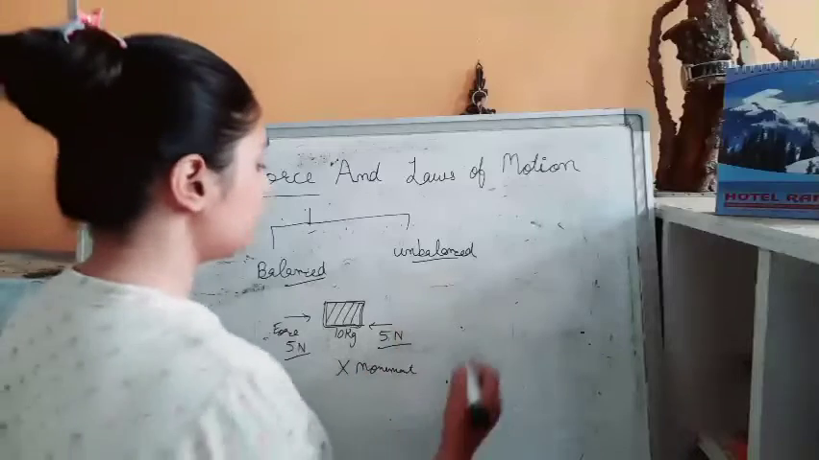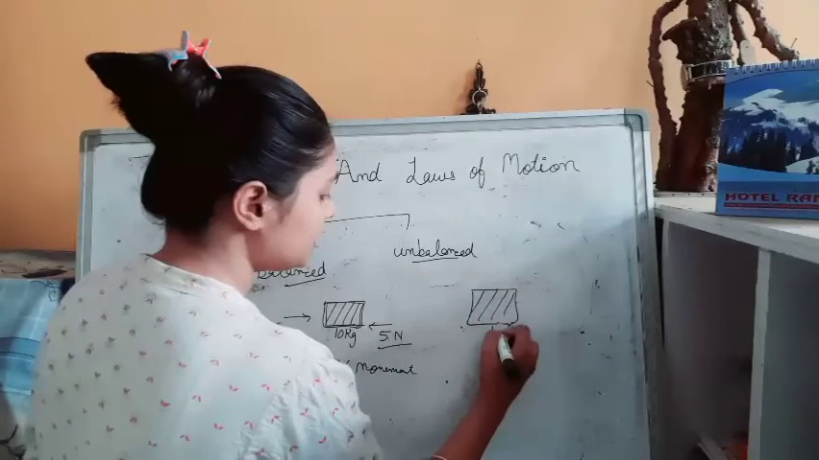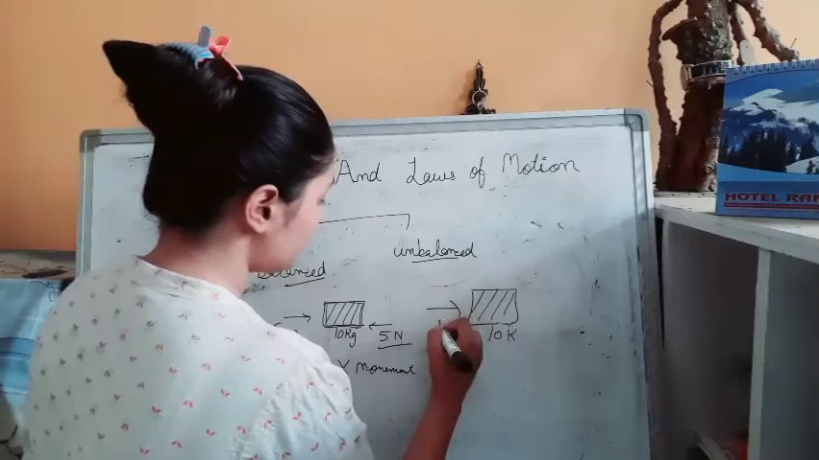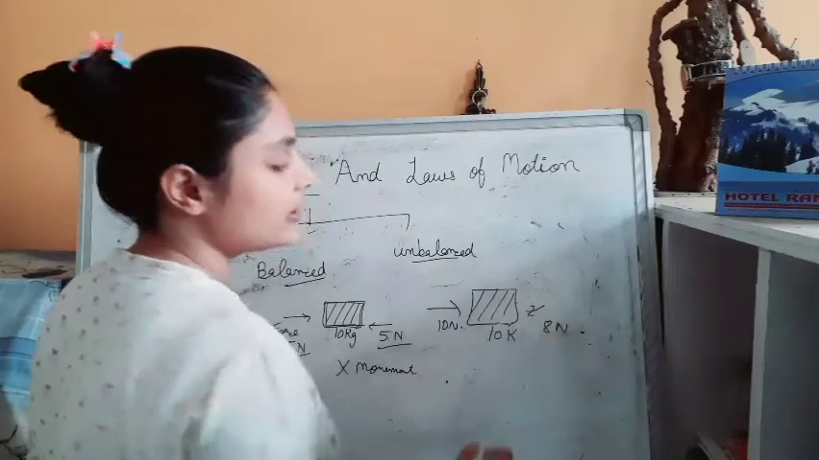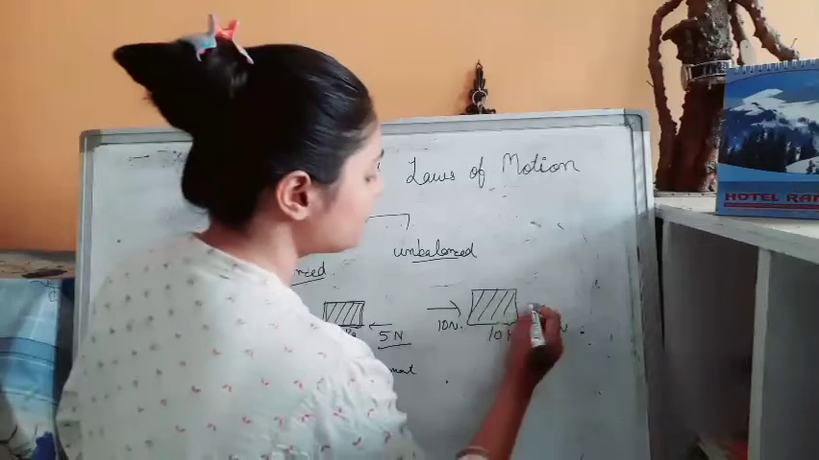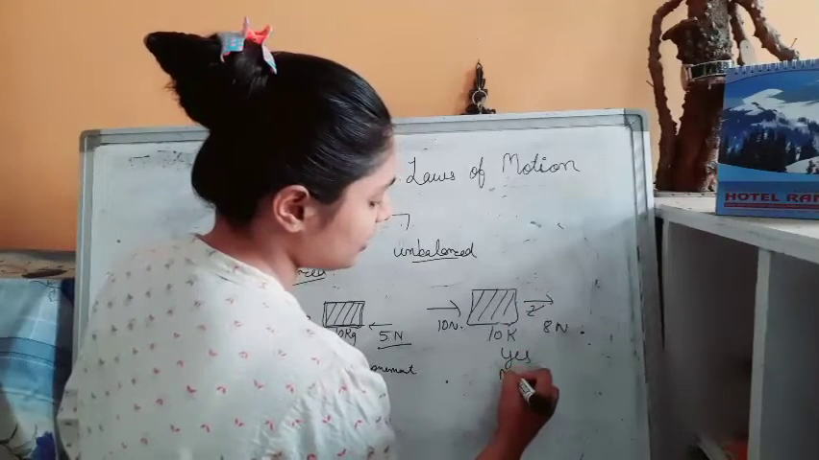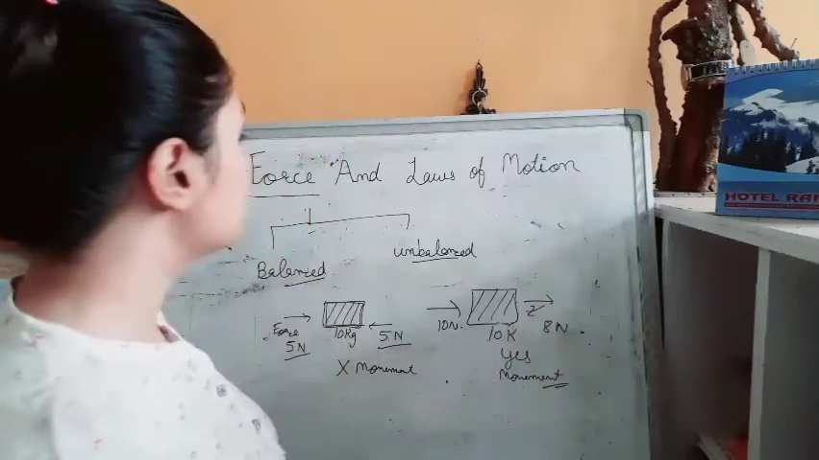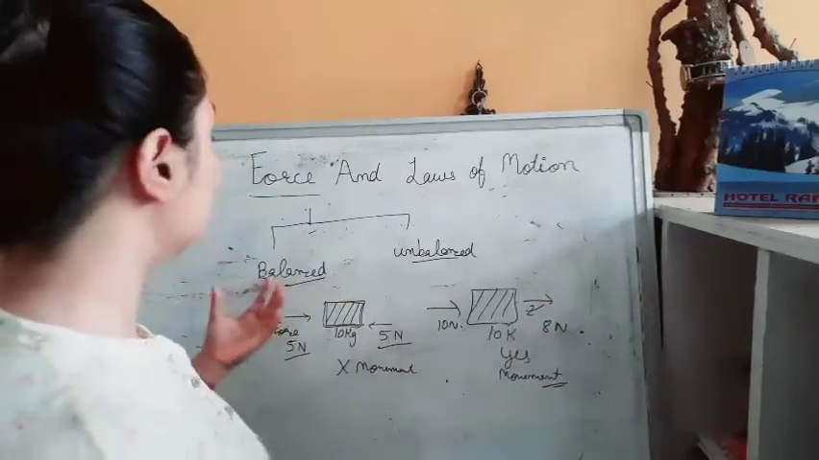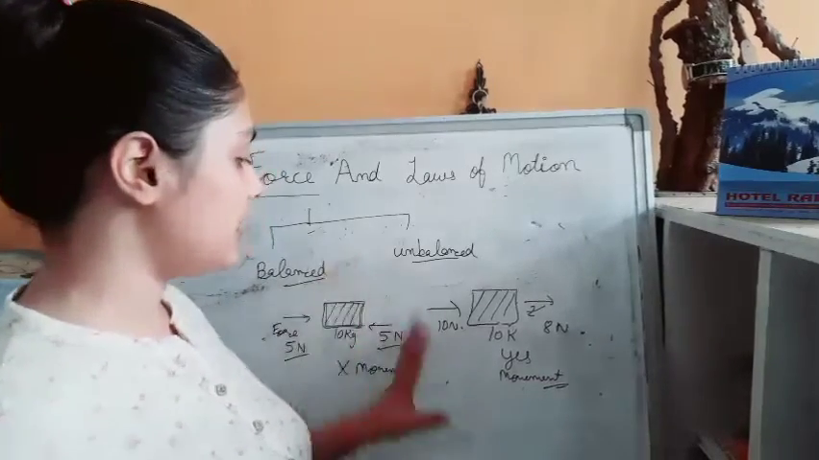In the second case, with the same wooden block of 10 kg, we apply a force of 10 Newton and the frictional force is 8 Newton. Then the object will move in this direction. So movement is possible in this kind of force. From this you can understand what balanced and unbalanced forces are.